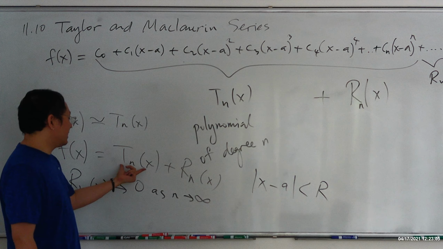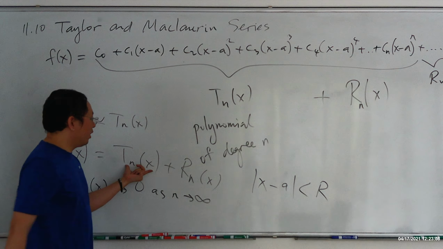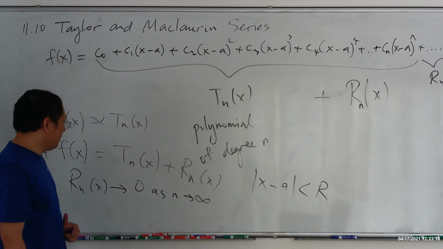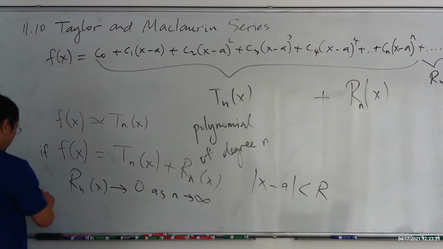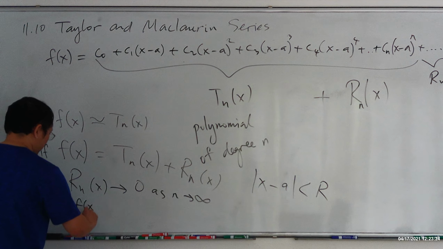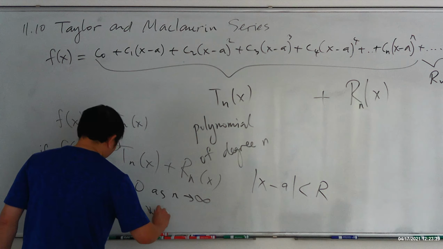Get bigger. Another way to say it is, if you use a higher degree polynomial to approximate, then the error is going to get smaller. Okay, smaller error by using a bigger polynomial, and for sure that function f of x can be written as a power series, a Taylor series. Then f of x can be represented as a Taylor series, of course, centered at a.